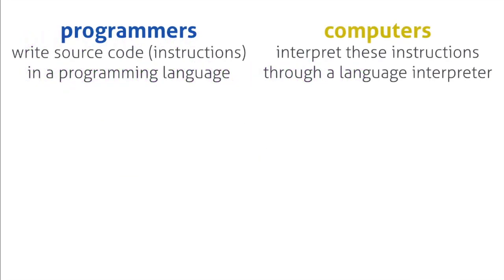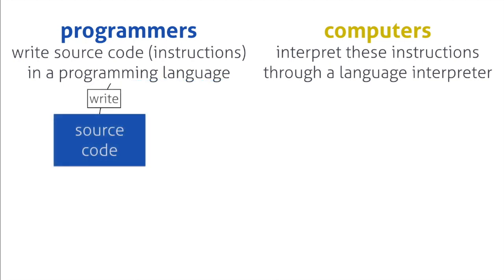So, programmers write these instructions in a programming language, which is a language that serves as an interface between the programmer and the computer. And programmers write source code, which is the name for the instructions that they give the computer. For example, this is a very simple piece of source code that asks the computer to add 1 plus 2 plus 3 and then prints out the result.